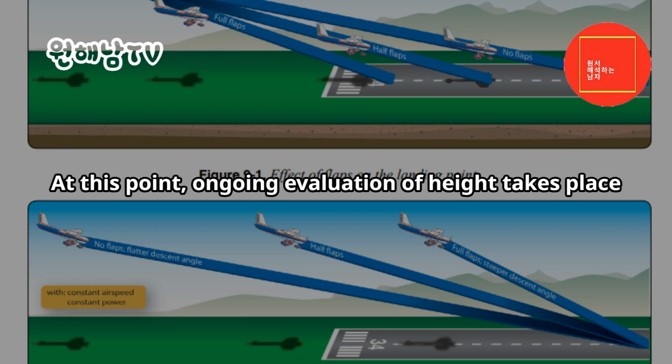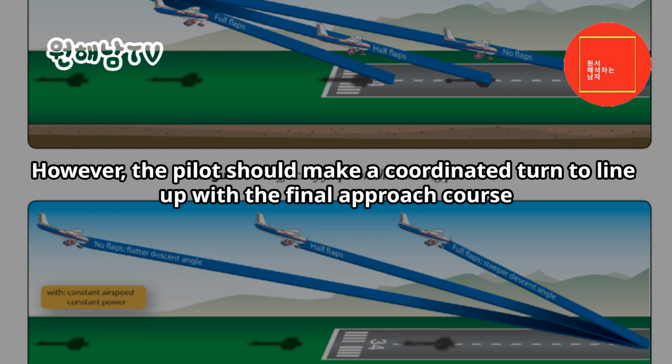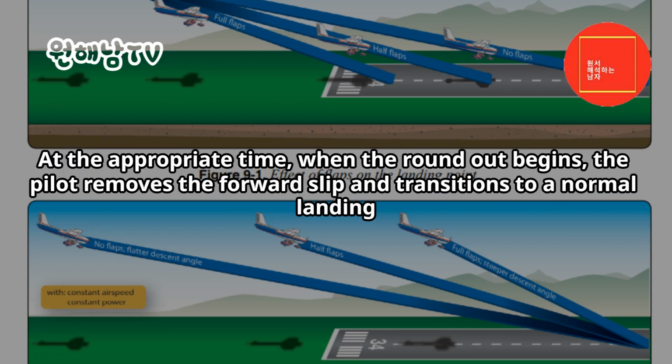At this point, ongoing evaluation of height takes place. If the airplane is high on base, continued forward slip should occur. However, the pilot should make a coordinated turn to line up with the final approach course. Once established on a final approach, the height above ground should be sufficient to allow the pilot to use a forward slip, and establish a suitable approach path to the runway aiming point. At the appropriate time, when the roundout begins, the pilot removes the forward slip and transitions to a normal landing.